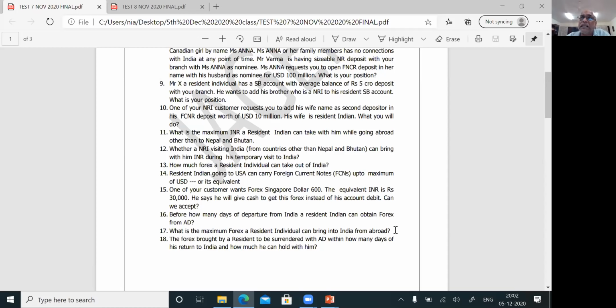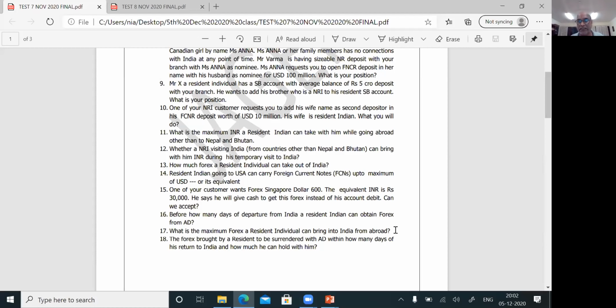Even though the foreign currency notes are less than $5,000, if along with other forex it exceeds 10,000 US dollars, then also the currency declaration form is a must. When a person comes to you to exchange his foreign currency notes, FDD or foreign traveler's checks, you have to ask for the currency declaration form.